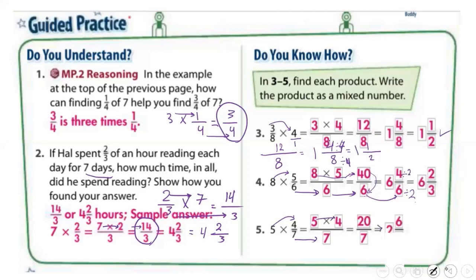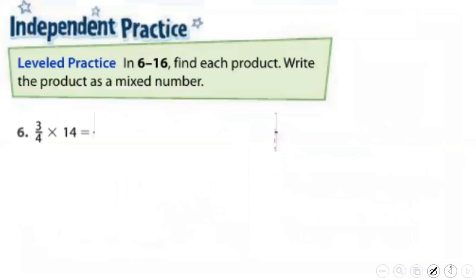Drop 7 as it is and divide 20 over 7 to get 14. 14 subtracted from 20, the remainder is 6, and there is no simplifying here because there is no relation between 6 and 7. It will be as it is. The final answer is 2 and 6 over 7. Let's move to another section.